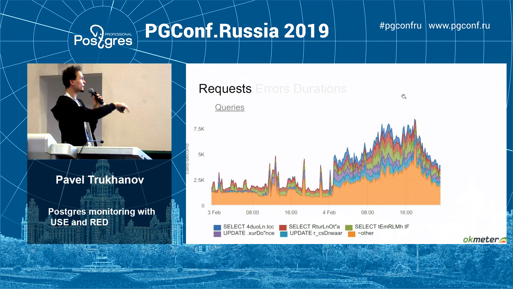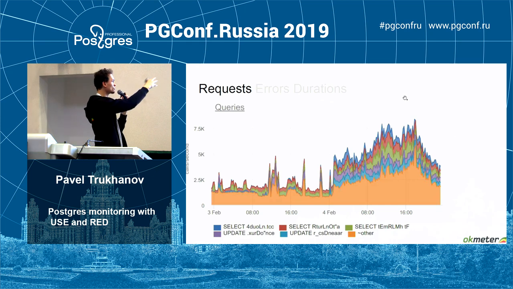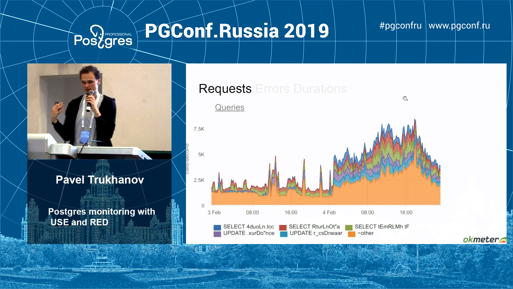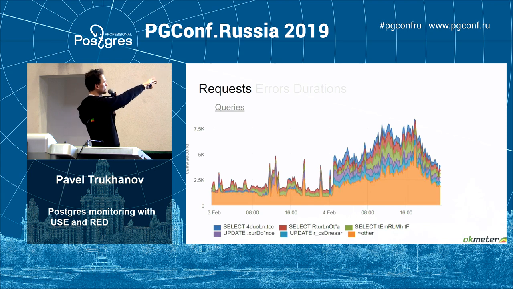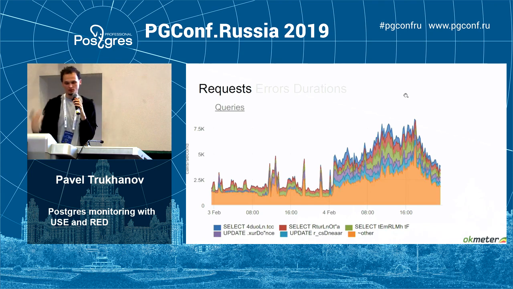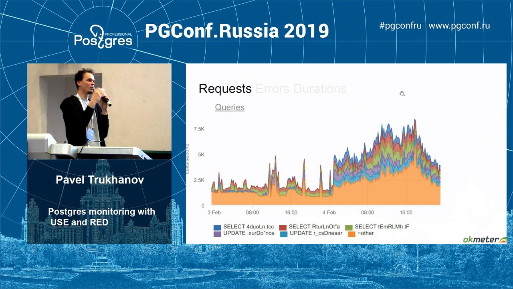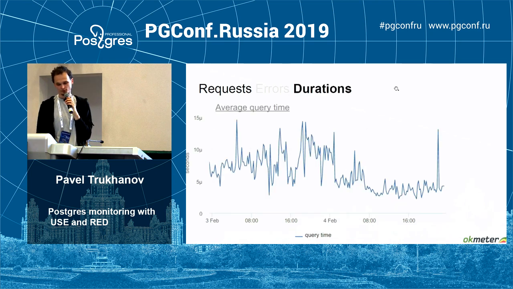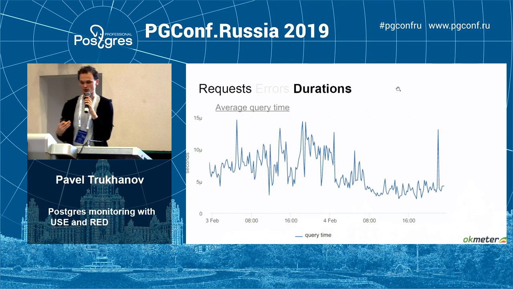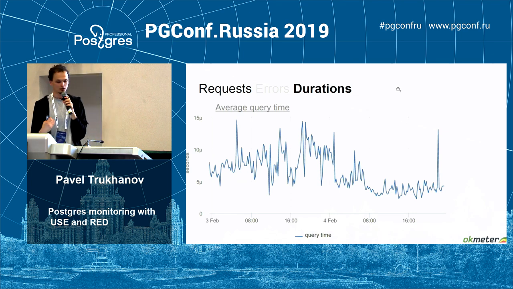Here the picture is quite different. Before it was stable, stable load with some spikes, but now we have new queries coming in. And I would like you to notice that we didn't have these queries before. So they were from time to time, but now they're constant and they're causing load. And it's very important to know, because you see your database is lagging, but this is just because of new queries coming in.